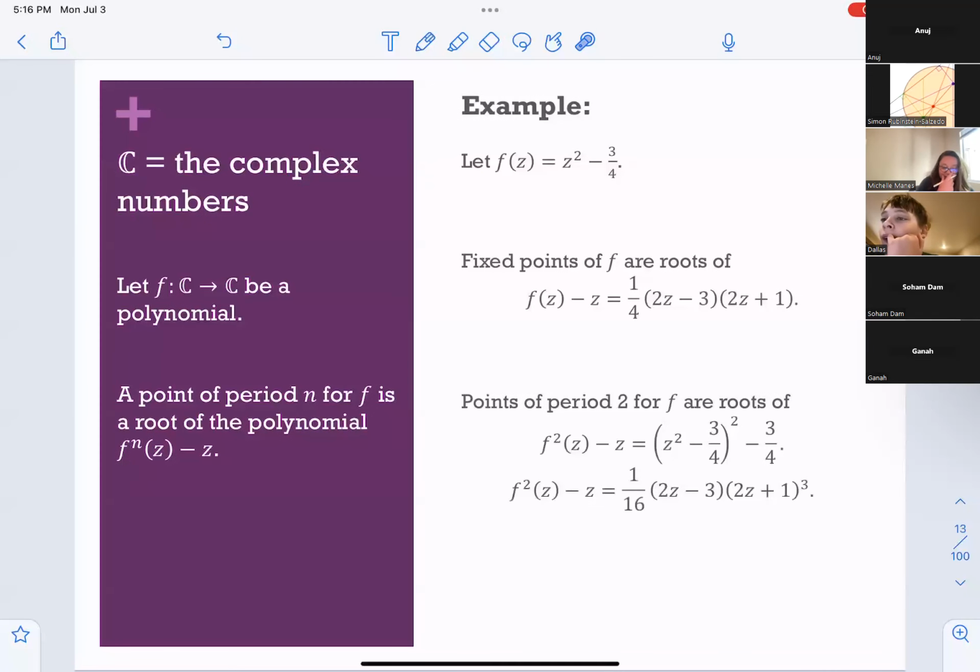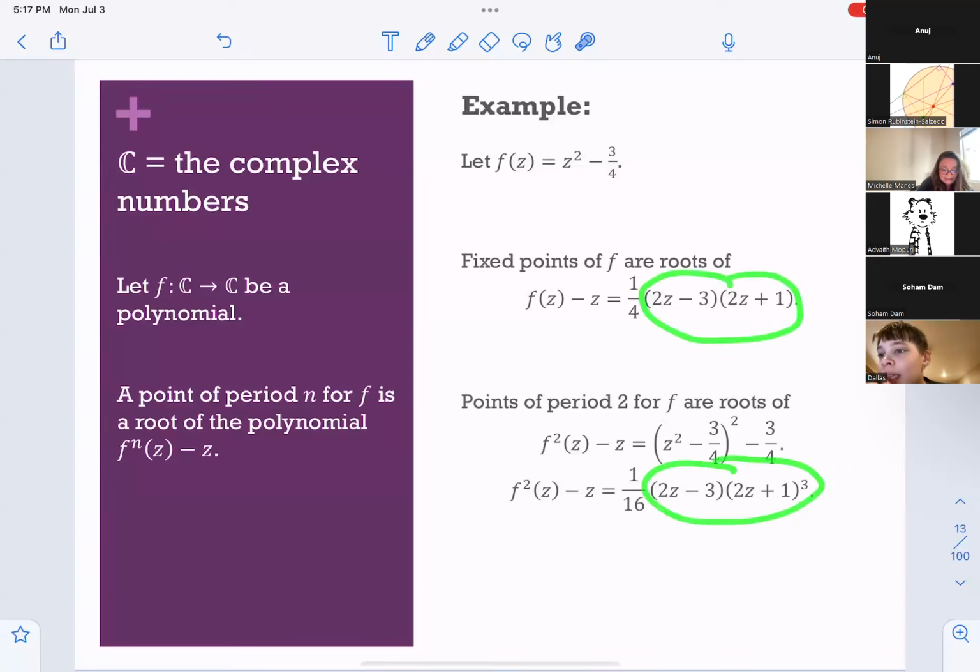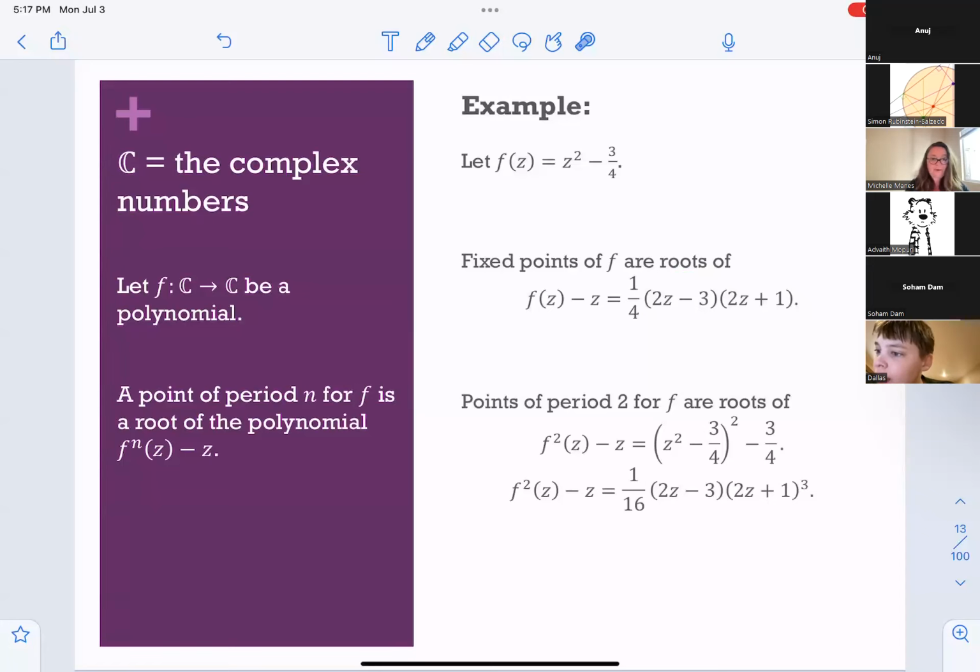All right. Points of period 2 are roots of this equation. So I did the algebra out for you. I did f of z, and then I did f squared of z, that's f of z squared minus 3/4. And what do you notice? What are my points of period 2 for this function? They're the exact same ones as before. Look at my roots here and look at my roots here. I get 3/2 and minus 1/2 again. So I don't actually have a genuine point of period 2. I only have fixed points that are kind of in disguise, masquerading as points of period 2.